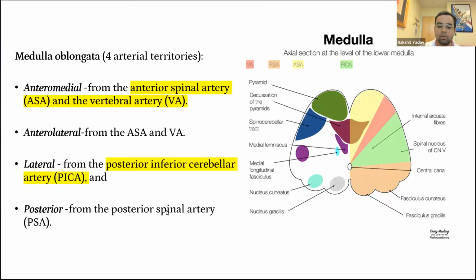Then you have the medulla, and the medulla is again divided into four areas. You have anteromedial first, which is supplied by the anterior spinal artery and the vertebral artery. Then you have the anterolateral area, which is supplied by the anterior spinal artery and vertebral artery again. The lateral area is supplied by the posterior inferior cerebellar artery, and the posterior area is supplied by the posterior spinal artery.